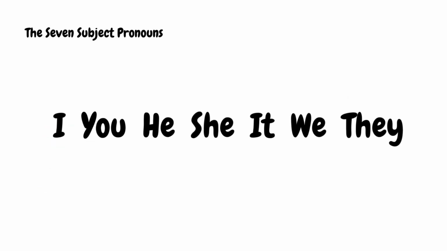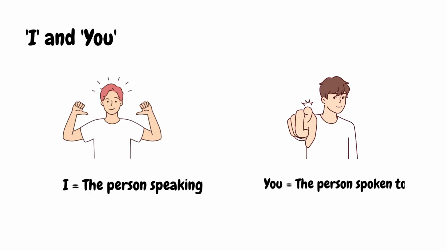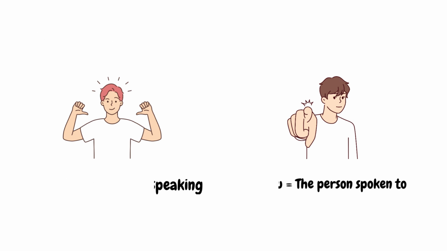I, you, he, she, it, we, and they. We use these words to talk about people, animals, and things. I means the person who is speaking. For example, I am a teacher. You means the person you are talking to. For example, you are a student.